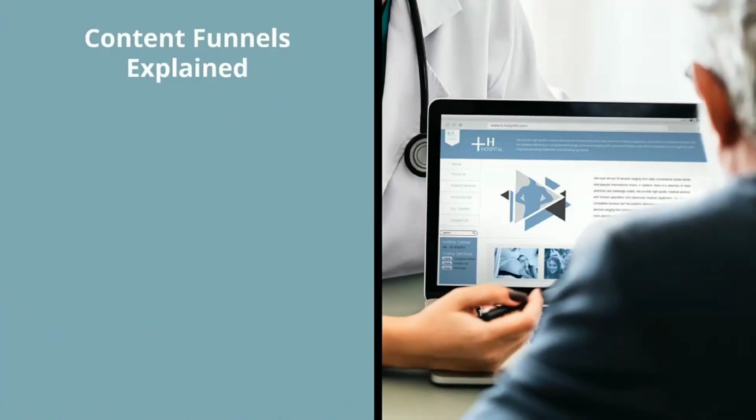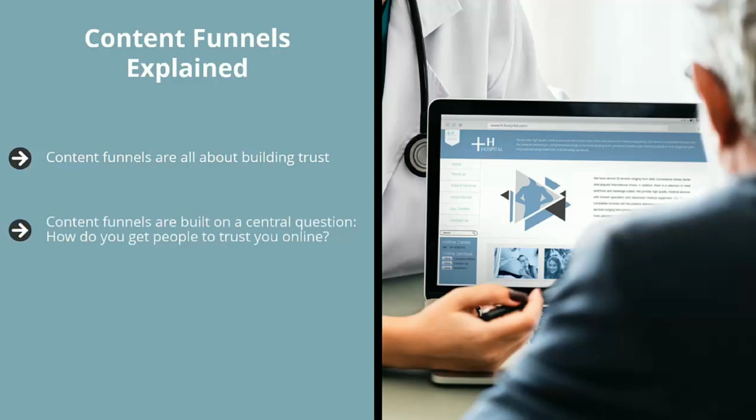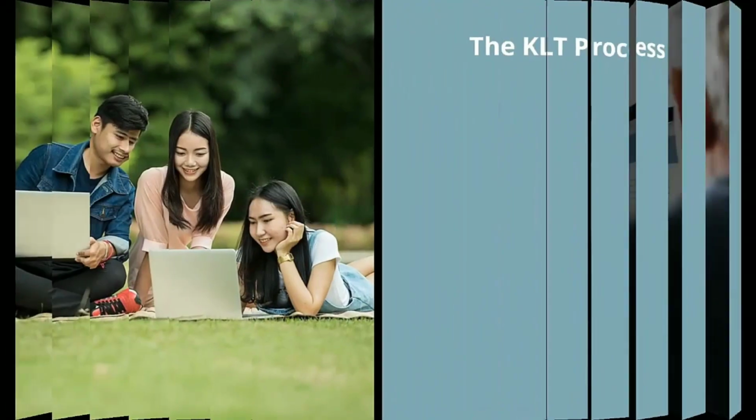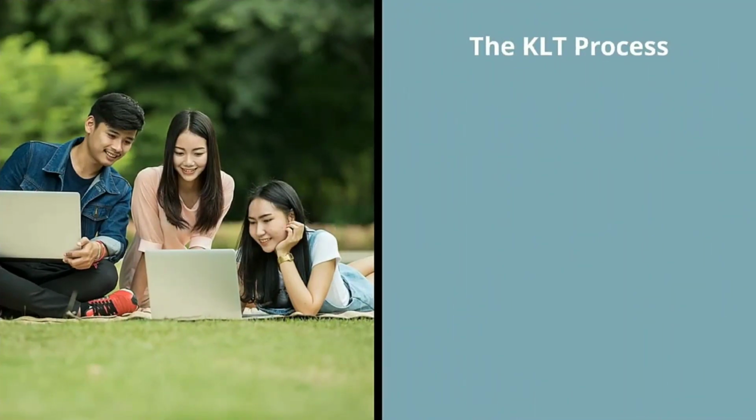Content funnels explained. Content funnels are all about building trust. For somebody to buy something from you, they must trust you. That's the bottom line. Content funnels are built on a central question. How do you get people to trust you online? First, you need to get them to understand that you know about their needs. Second, you have to get them to like your expertise or like your take or your understanding of their problems. This leads to trust. Once you get them to trust you, you can then push them to buy from you. The KLT process. KLT stands for know, like, and trust.